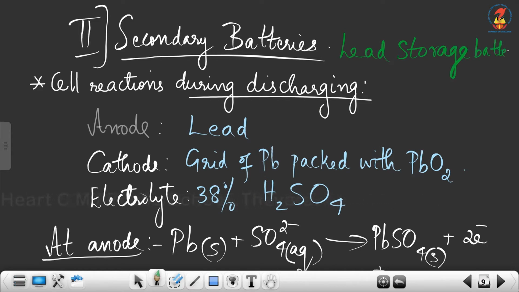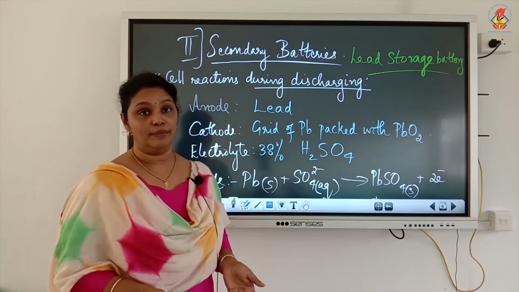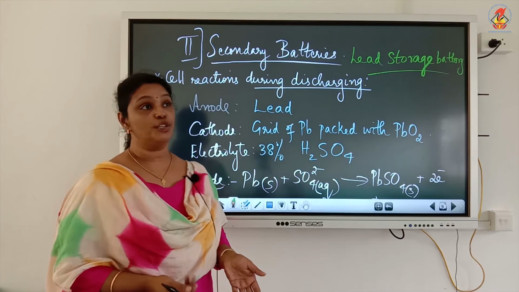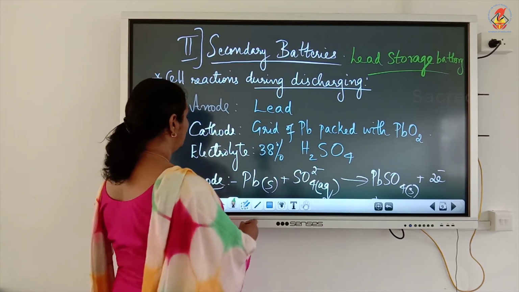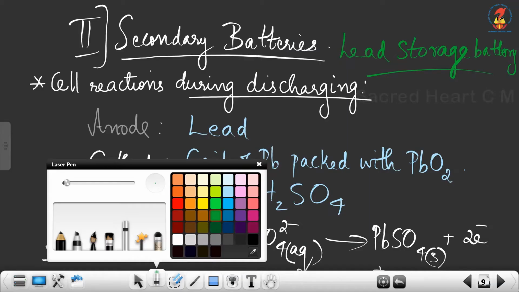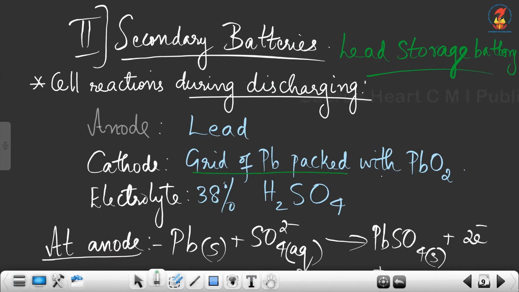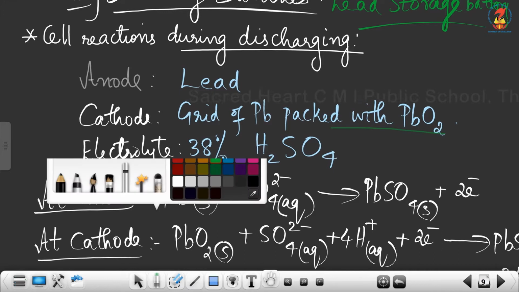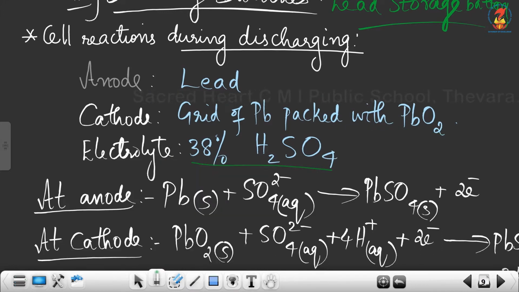Which is used in automobiles and inverters. So, example 4, secondary cell is lead storage battery. Now, let's see what is anode, cathode and the electrolyte and the overall reactions taking place in lead storage battery. The anode used in lead storage battery is lead and cathode is a grid of lead packed with PbO2. Electrolyte is 38% sulfuric acid.